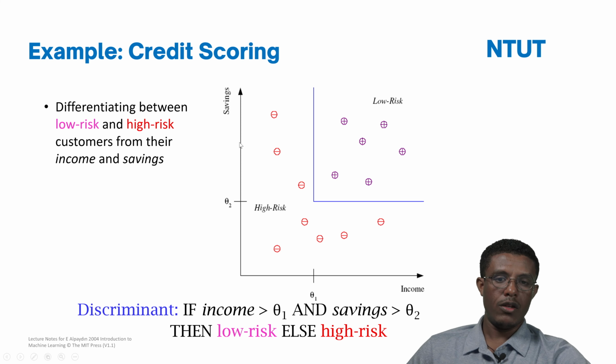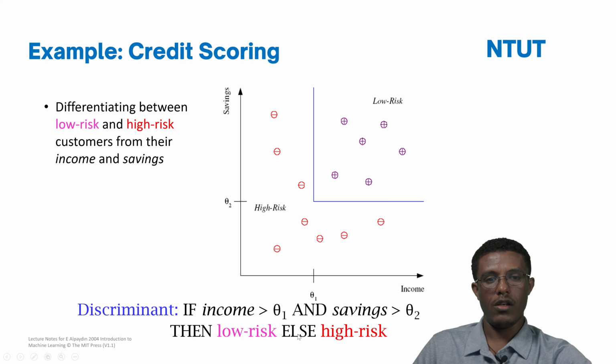That means, if the income, x1, is greater than theta 1, and the saving is represented by theta 2. So if income is greater than theta 1 and saving is greater than theta 2, we can represent that as below this one and below this one. That means this one is low risk, but this one is categorized as high risk based on this data type in credit scoring.